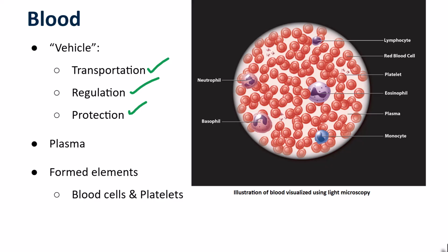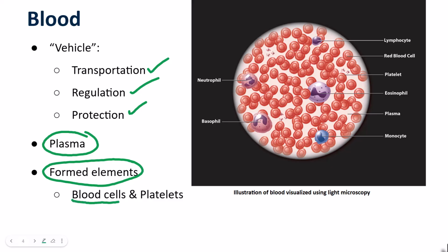The two major constituents of blood are the plasma, so that's the fluid component, as well as any of the substances dissolved in the fluid, like proteins and electrolytes, and then the formed elements. So formed elements are cells and their derivatives. In this case, blood cells like red blood cells, white blood cells, as well as cellular components such as platelets.